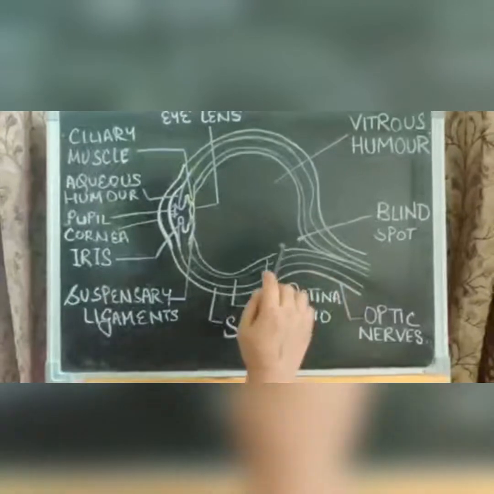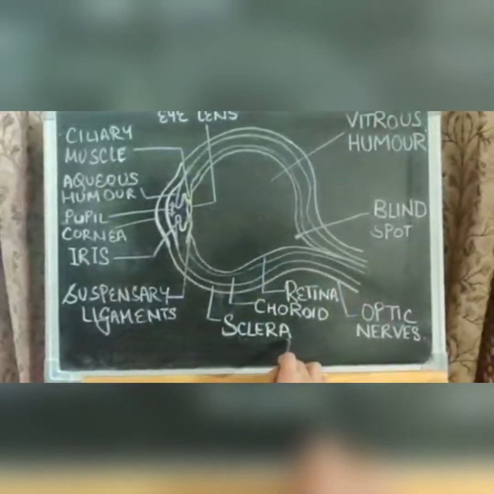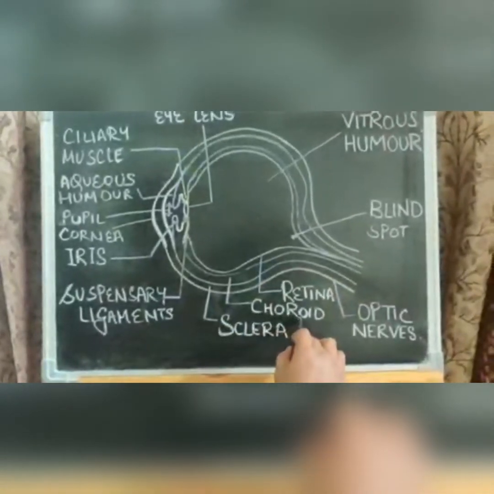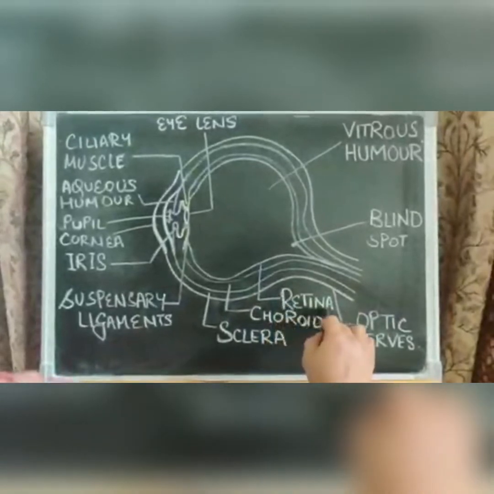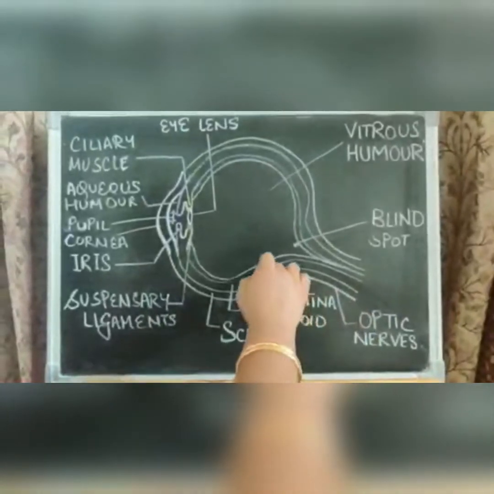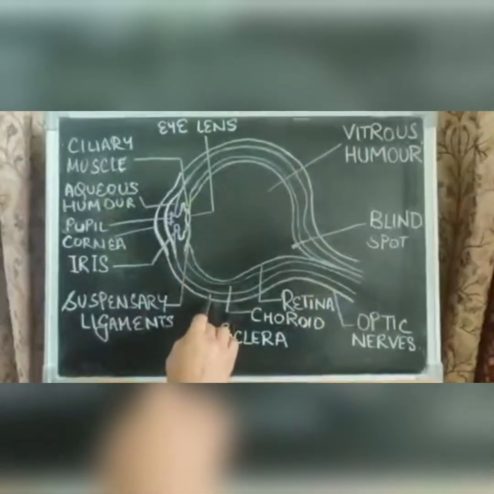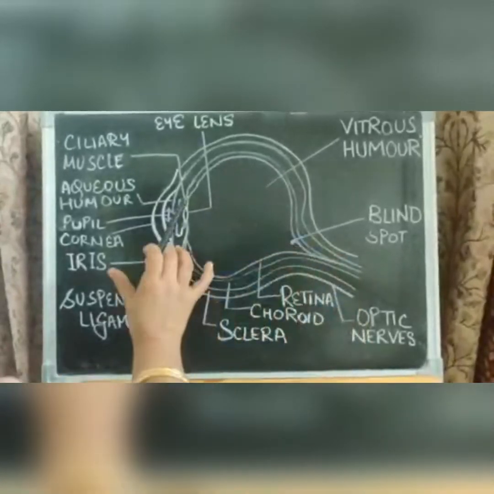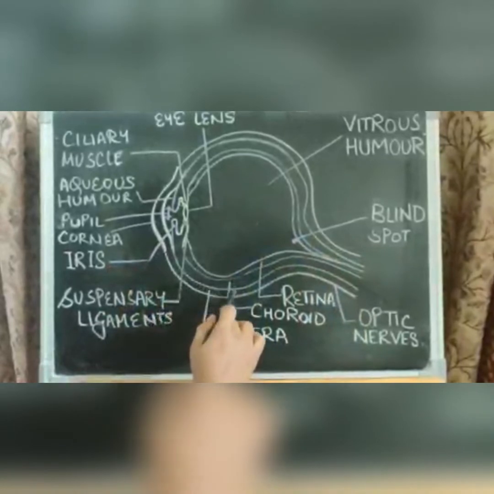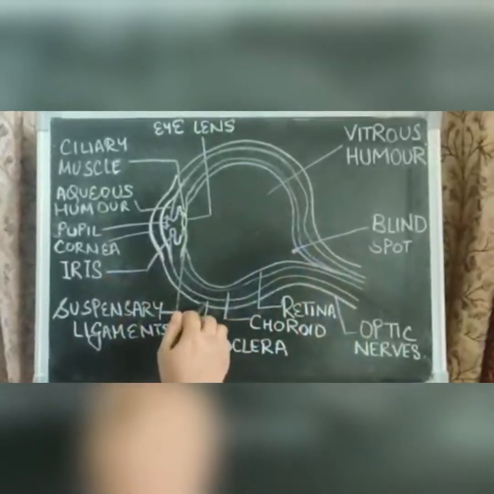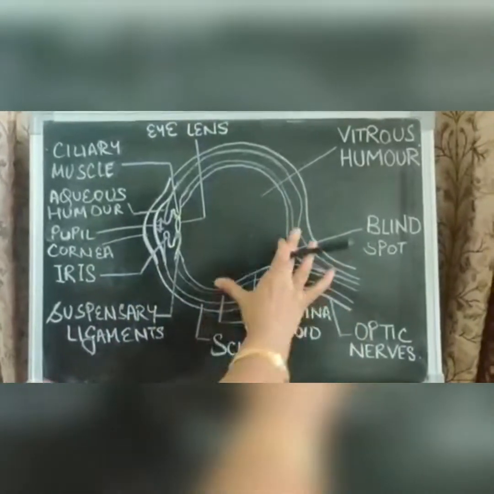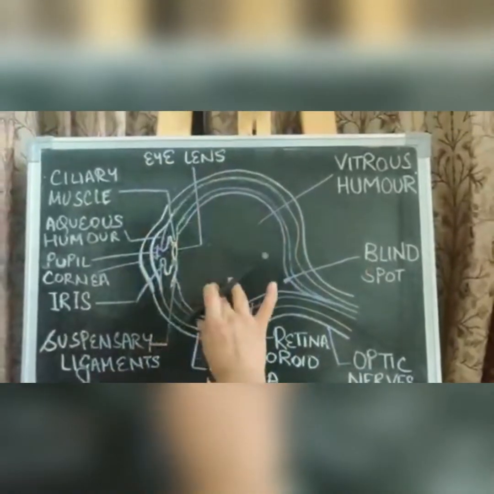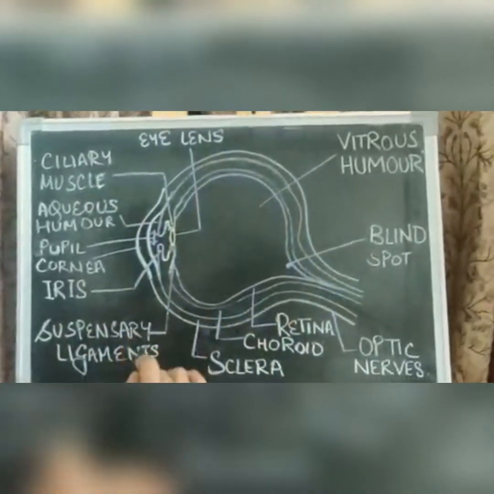So there are three layers in the human eye. First layer is the sclera, second layer is the choroid, and the innermost layer is the retina. First, about the sclera: it is the outermost covering and it is made of very hard, tough fibrous tissue, and being hard, it protects the whole eye from injuries.